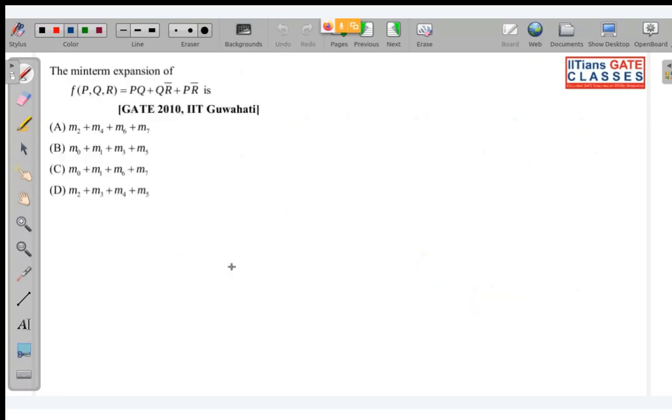Okay. So now this question, this is your midterm expansion of this one. So very quickly, tell me what will be the midterm expression? So you might be thinking that these questions are irrelevant or what we are doing, okay? But I am sharing you few tricks over here that will be helpful when we go ahead. So solve this question very quickly.